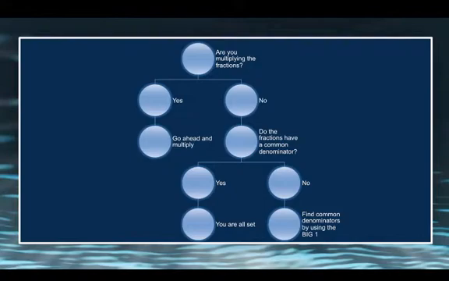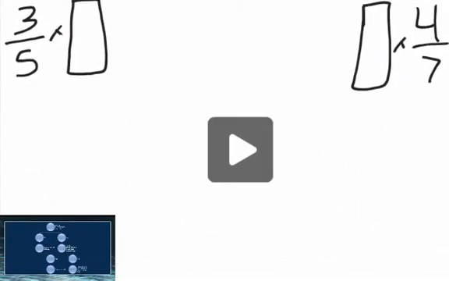Do they have common denominators? No, so that doesn't work either. So I've got to multiply by the big one to get common denominators. So I'm going to set it up. My two denominators are 5 and 7.